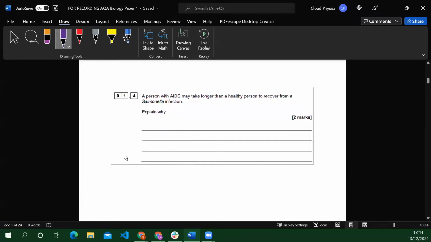A person with AIDS may take longer than a healthy person to recover from a salmonella infection. Explain why. If someone's got AIDS, their immune system doesn't function properly, or it's weakened, so the immune system is weakened.